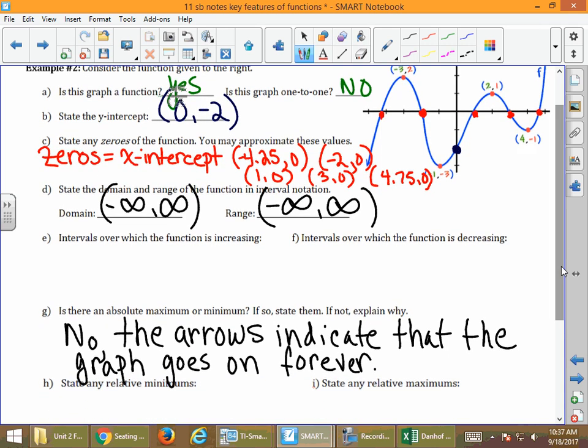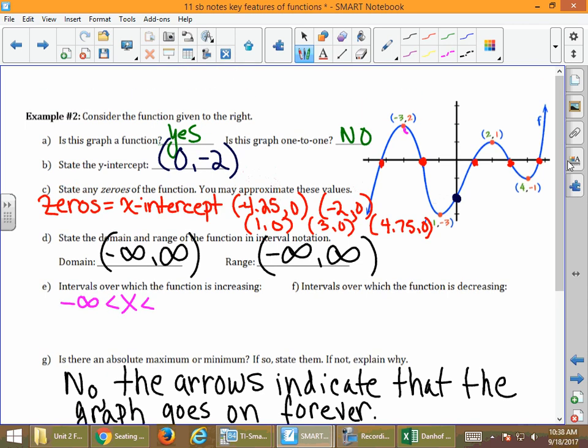So when we start this graph, we read it from left to right. So even though the arrow is pointing downward, if we were to draw this graph, we would start drawing it going up, up, up. And because we start drawing it going up, our first interval means that we're going to start from negative infinity. And we're going to go to the x value of this purple point right there.